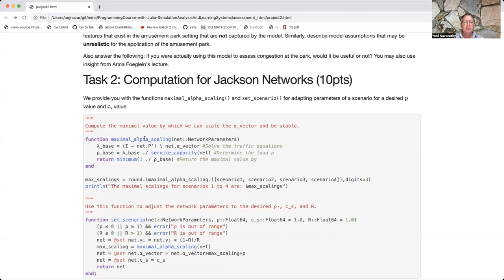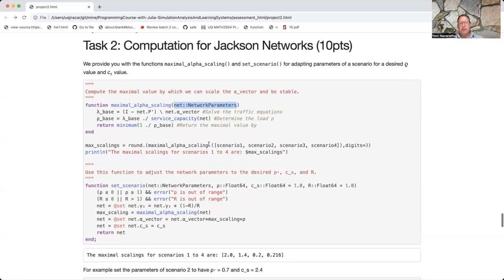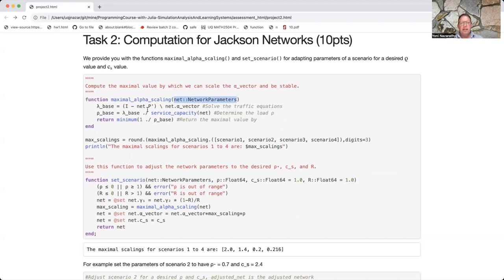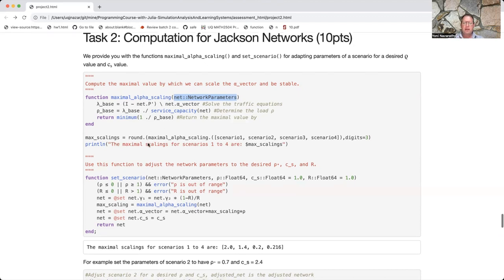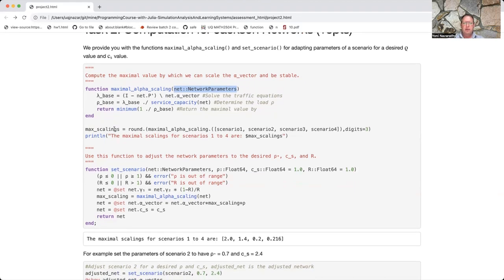So the function maximal alpha scaling tells you: you give the function a network, and it returns how much you can scale alpha by, maybe increase or decrease. So you take the vector of alphas and you just stretch it. You multiply by a scalar such that you'd still be stable. Okay. So here's, for example, max scalings applied to the 4 scenarios.